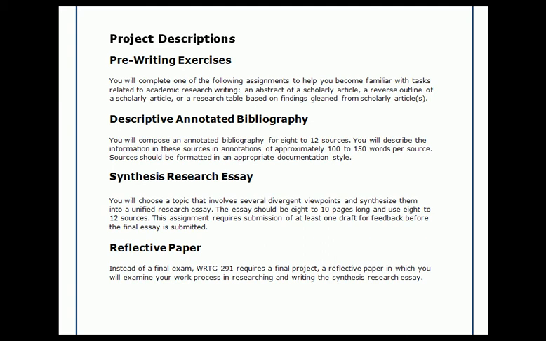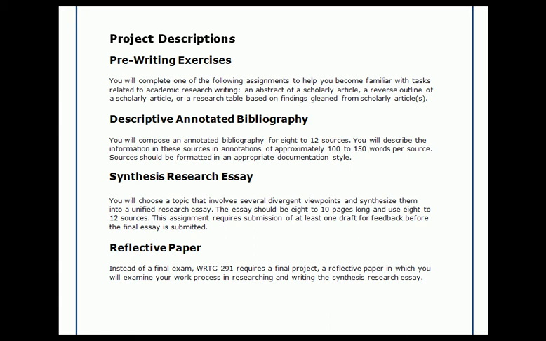The next assignment is a descriptive annotated bibliography. Now this is not a critical annotated bibliography, it's a descriptive one. They'll find 8 to 12 sources, and as it mentions in the project description, you'll describe the information of these sources in annotations of approximately 100 to 150 words. And of course they would document the sources in appropriate style.